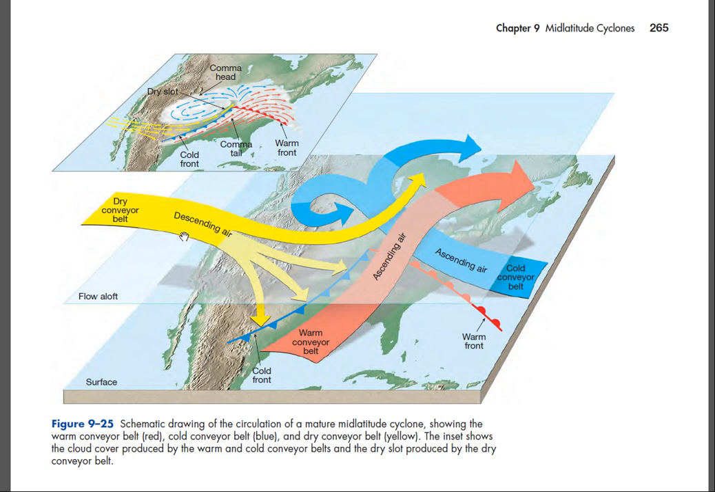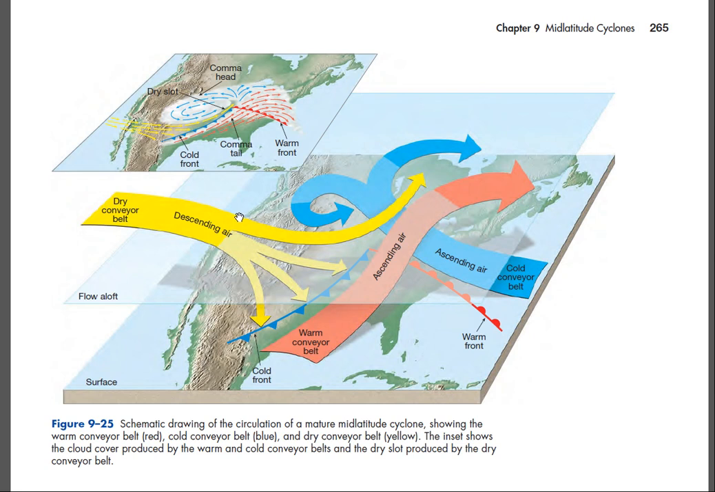As the cold conveyor belt reaches the middle troposphere, some of the flow rotates cyclonically around the low to produce the distinctive comma head of the mature storm system, Figure 9.26. The remaining flow turns right, clockwise, and becomes incorporated into the general westerly flow. Here it parallels the flow of the warm conveyor belt and may generate precipitation.